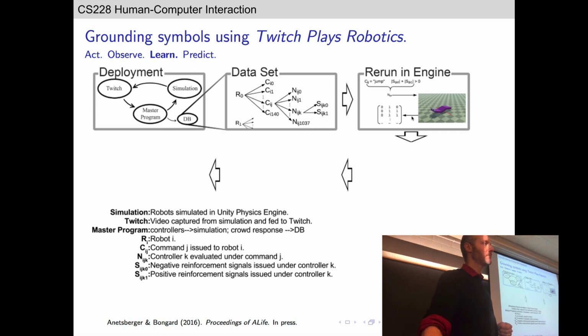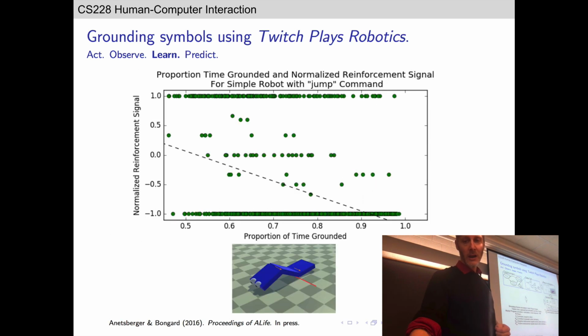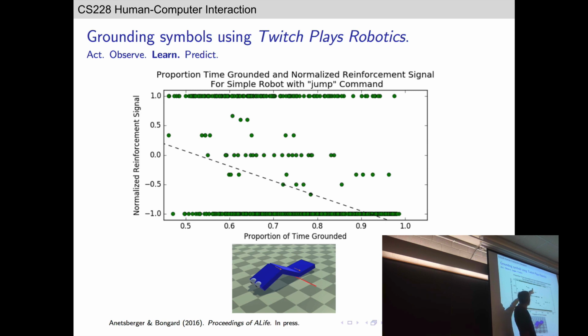So far, so good? Okay, let's try and end this lecture by sort of visualizing what this data set looks like. It's a big data set, so we're going to just look at the worm robot for the moment, and we're going to look at all the actions that the worm robot performed when the crowd issued JUMP. I picked JUMP for a reason, okay? And there's several hundred actions here that it performed. Each dot here corresponds to one of those actions.